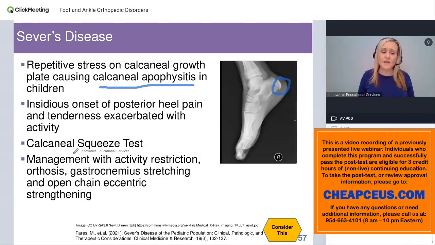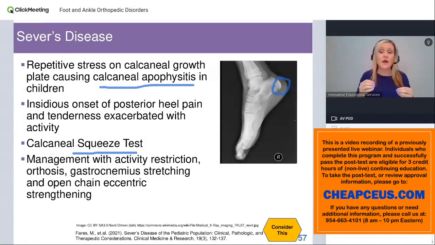And again, if we squeeze that, it would be painful. It's kids who are doing a lot of kicking, jumping, running type of activities where the bone is growing faster than the muscle has time to elongate. So it creates that excess pull and irritation at that site. It tends to be self limiting. The key is trying to get the child to back off of the exercise in the meantime.